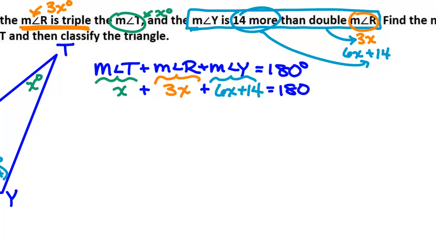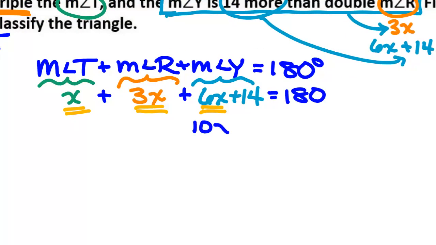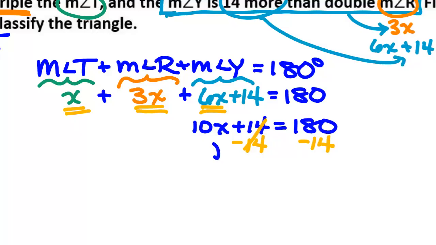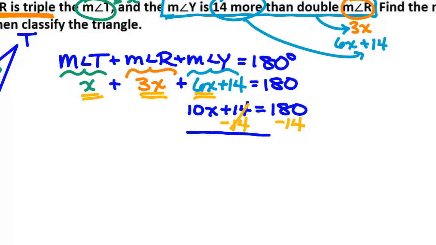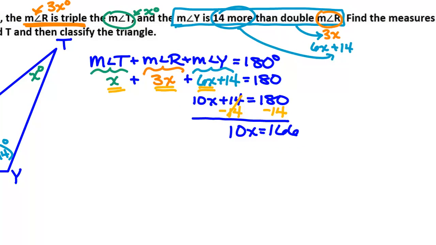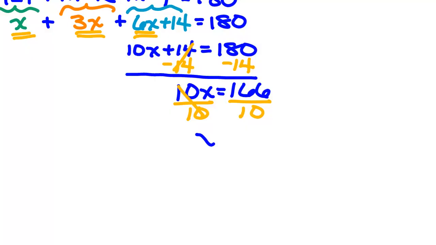Then we combine our x's together. I have x, 3x, and 6x, giving me how many x's total? 10. So 10x plus 14 equals 180. Then I'm going to minus 14 from both sides. What is 180 minus 14? How much? 166. And then we divide both sides by 10, and we get a decimal for the first time doing one of these problems. That's okay. It does not mean we made a mistake. So x is 16.6.